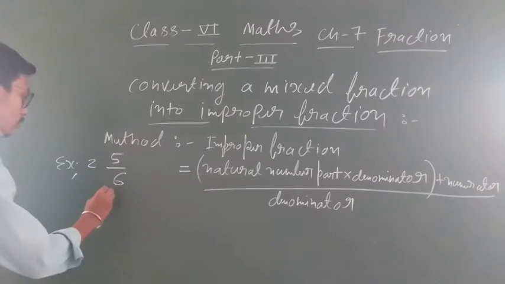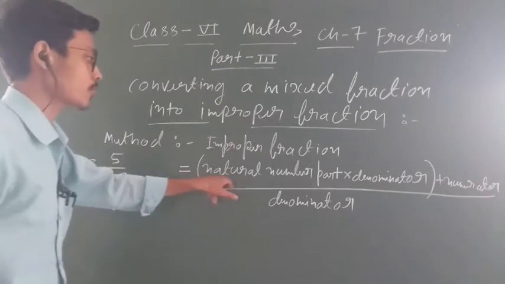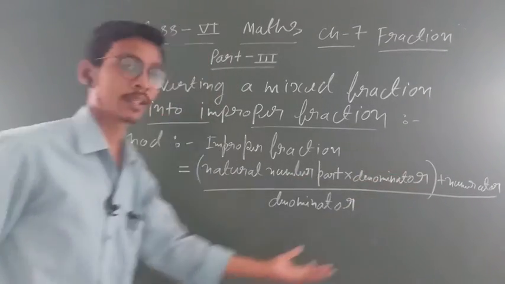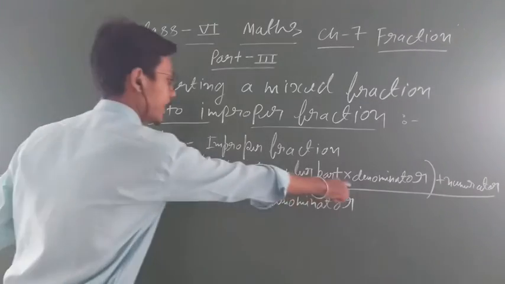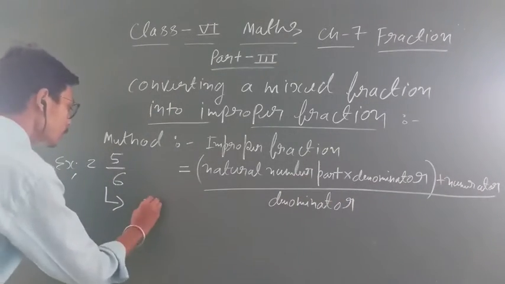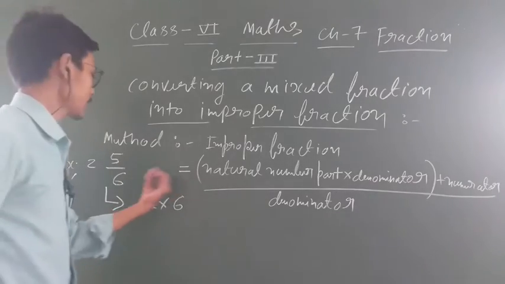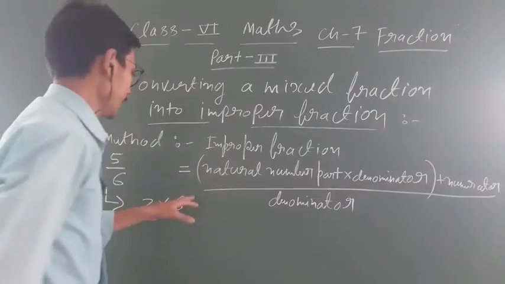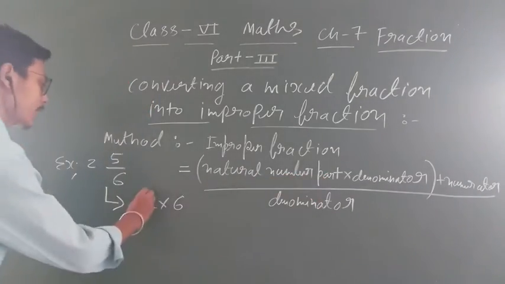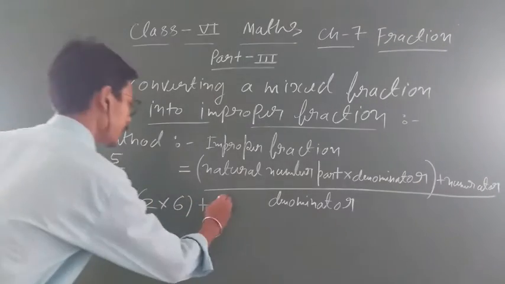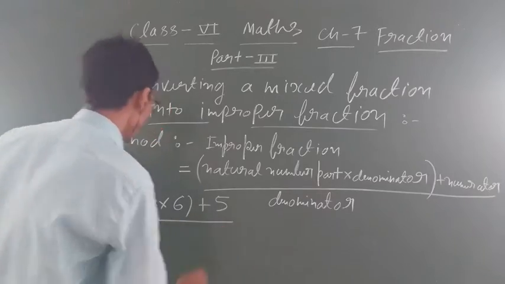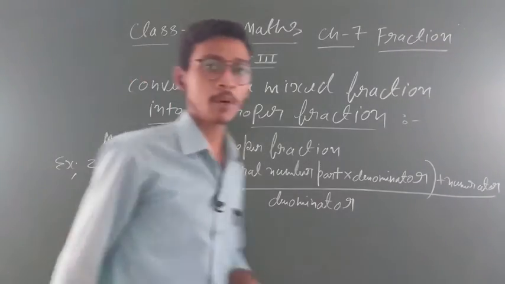So now solve this, student. You will apply natural number part into denominator. What is the natural number? 2 is the natural number, and you will multiply by the denominator. So 2 multiply by what, student? 2 multiply by 6, because 6 is your denominator. Next is plus numerator. This is in bracket plus numerator. The numerator is 5, so write down 5 upon what, student? Upon the denominator.